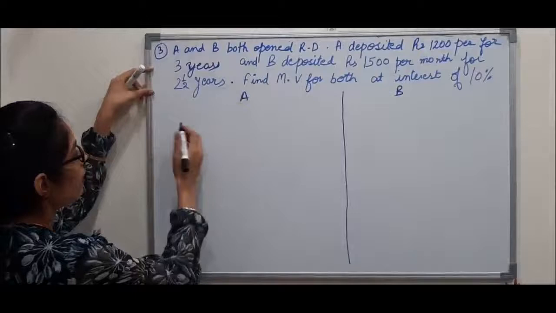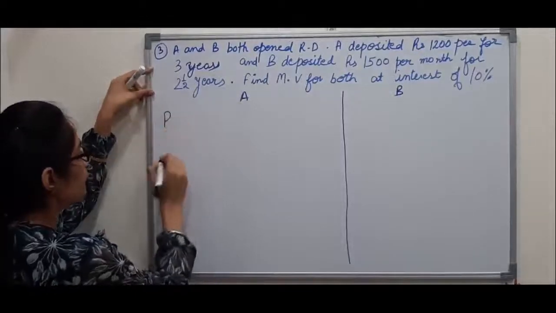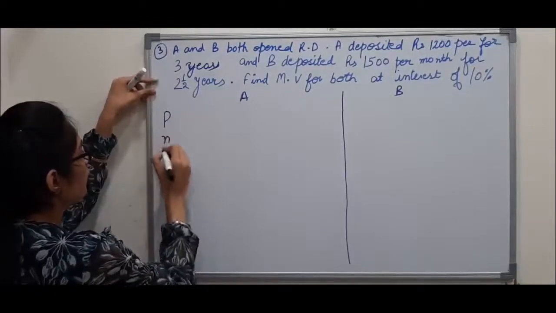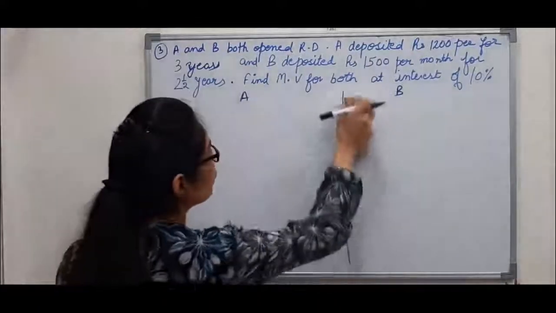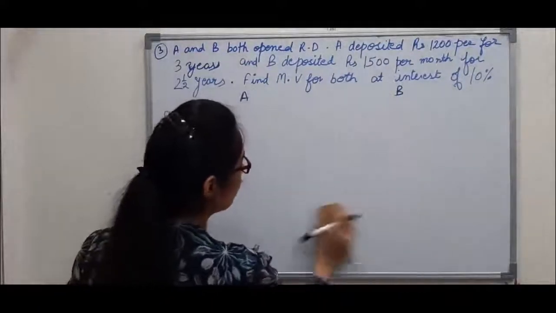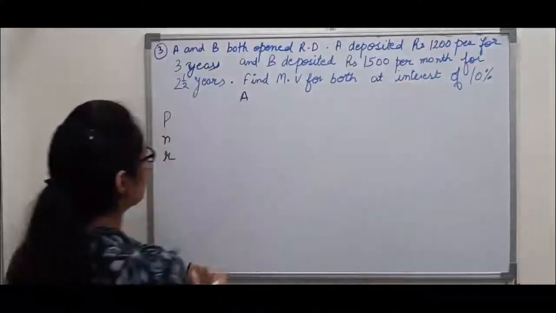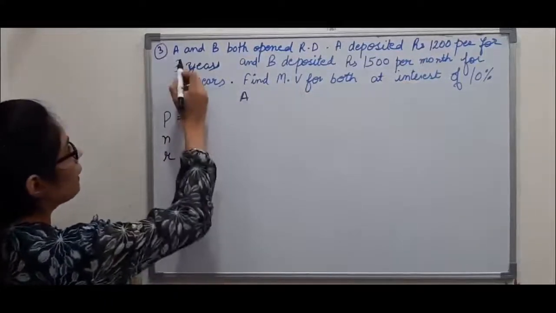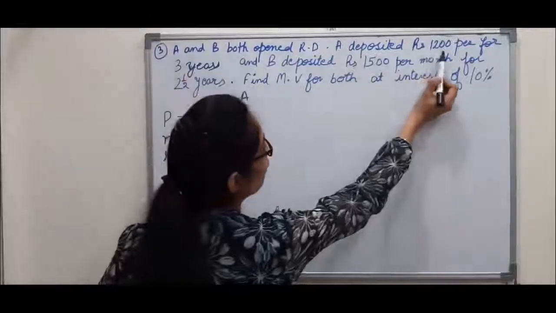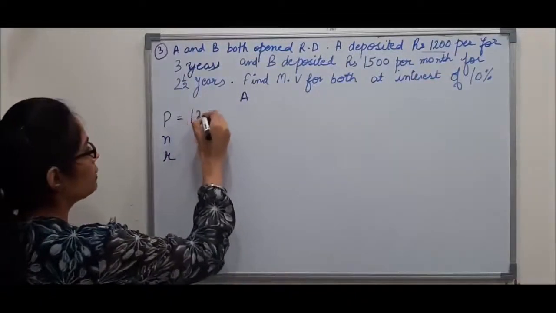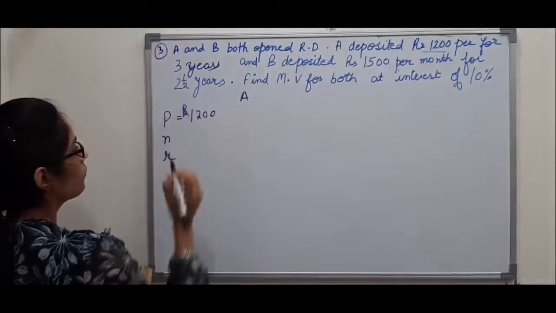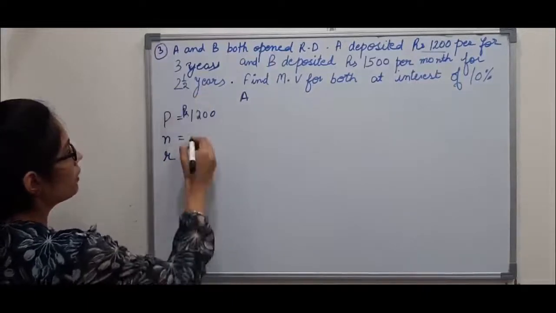So for A I will write down the values, my P, N and R. So after calculating A, then we will calculate B. So I will do A first. For A we can see P is per month he is depositing rupees 1200. So I can write rupees 1200. N is for 3 years.